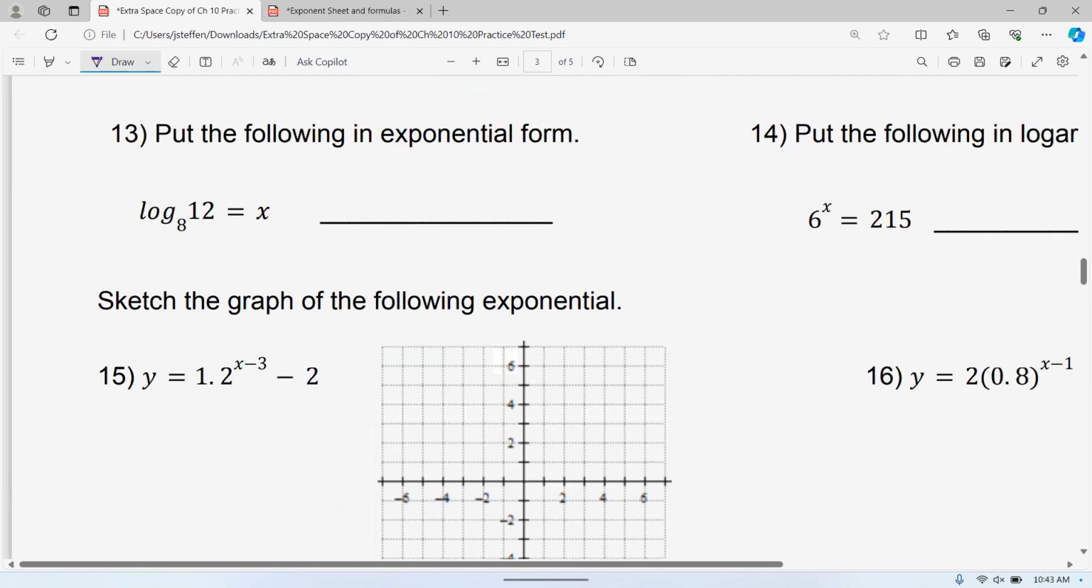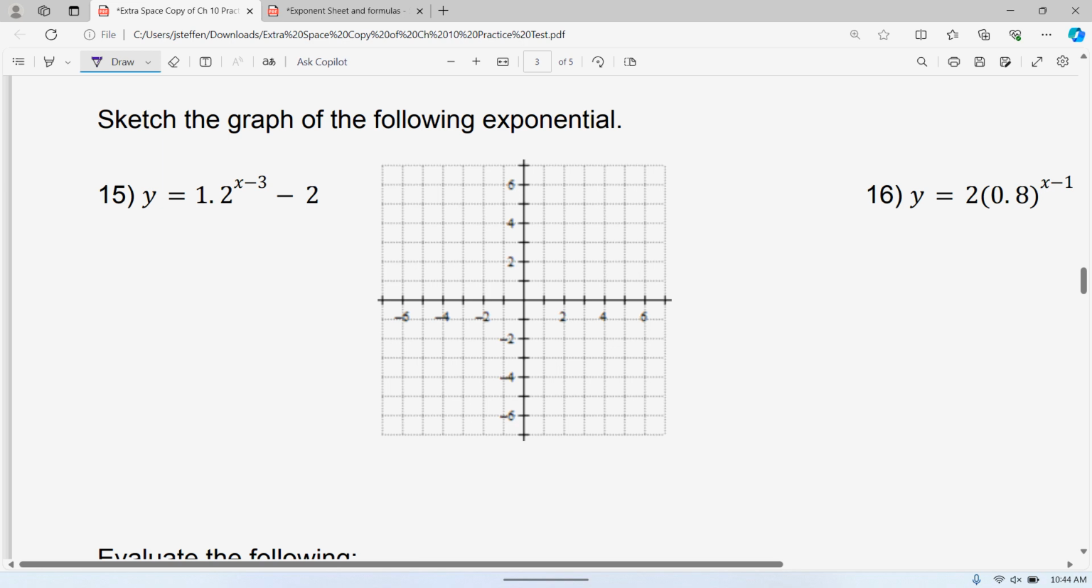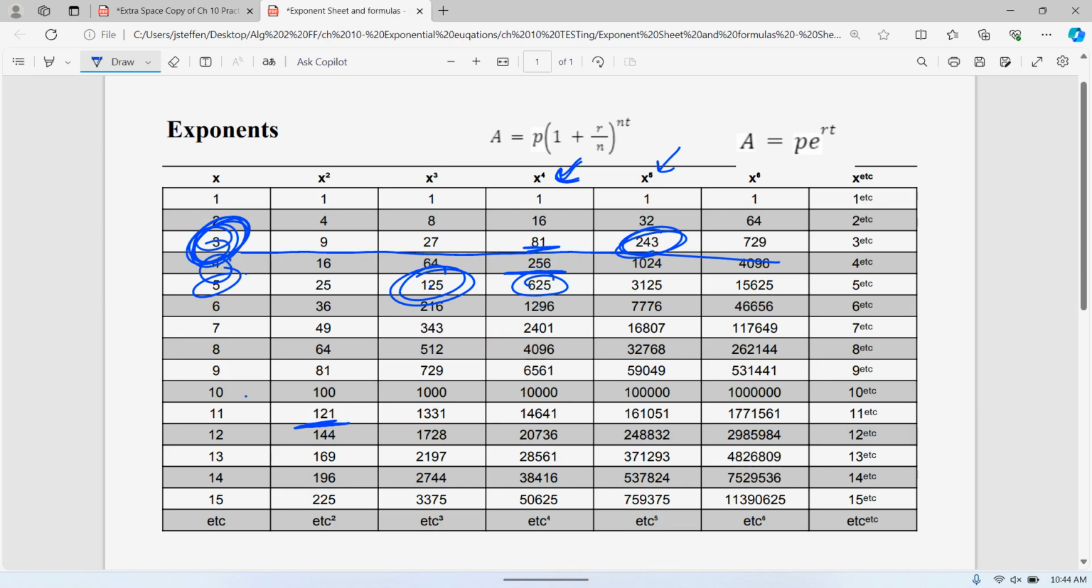Pretty quick ones. Put it in exponential form, so it's just 8 raised to the x is equal to 12. Put it in log form, it is log base 8 of 12 is equal to x. We don't have a great way to memorize that. You're just going to have to sit down and memorize it on your formula sheet. This is what your formula sheet will be. All of your exponent sheets help you choose equations.